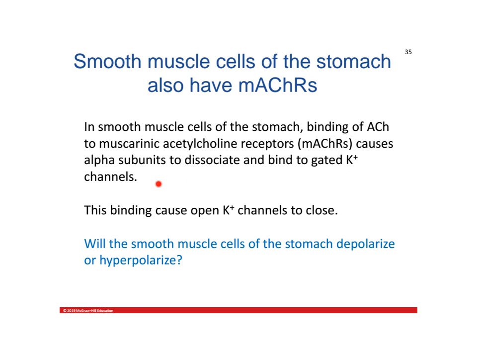In this case, you have a different situation, though. These potassium channels are open already. And what happens when the alpha subunit binds these potassium channels is that they'll close. So the question is then, will smooth muscle cells of the stomach depolarize or hyperpolarize when this all occurs? Think about that for a moment.